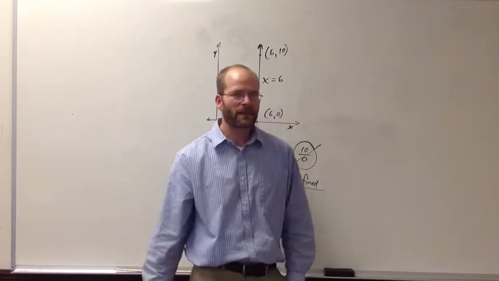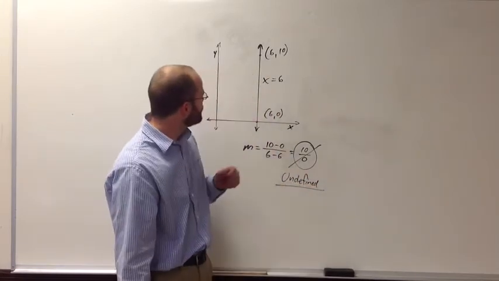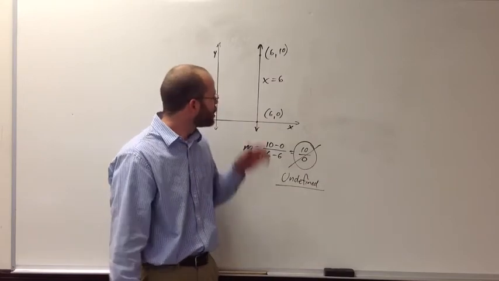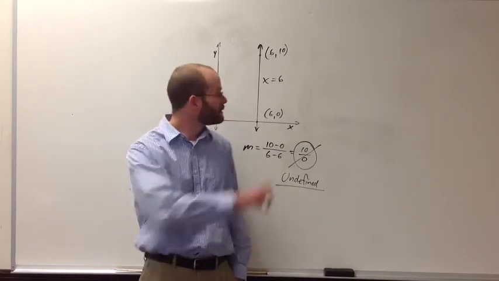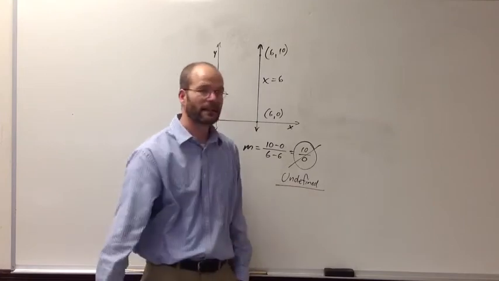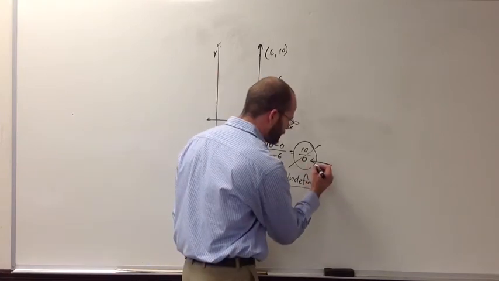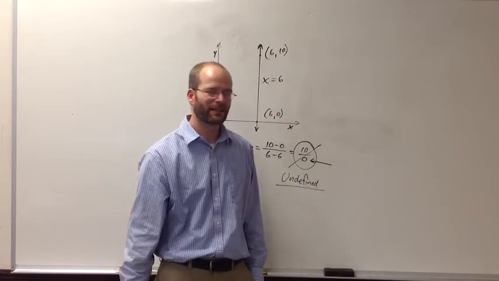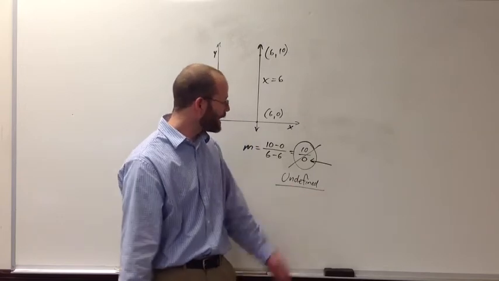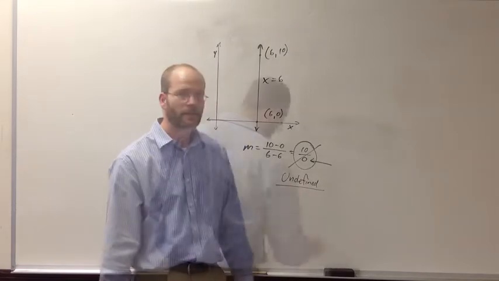So it's important to remember that these slopes have special characterizations. Horizontal lines have slope 0, vertical lines undefined. And again, you'll look for that 0 in the denominator. That's a good indicator that you're dealing with a vertical line which has a slope that is undefined.